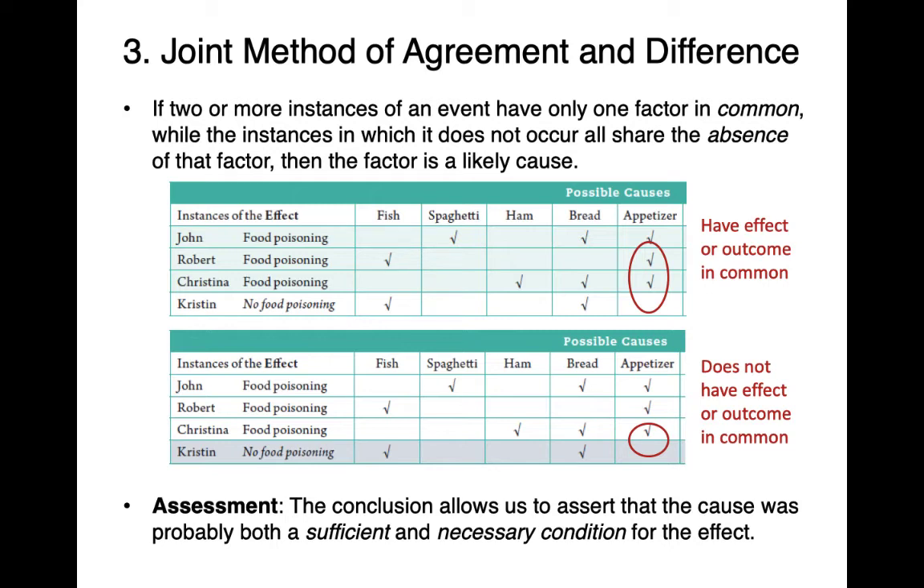We've got the instances of the effect on the left. So we've got John, Robert, Christina, Kristen. We've got all these factors, the fish, spaghetti, ham, bread, appetizer. When we put these together, apparently from this, if those are the only factors we're considering, it's the appetizer which is both necessary and sufficient to provoke the food poisoning. One person didn't get it, she didn't eat the appetizer.